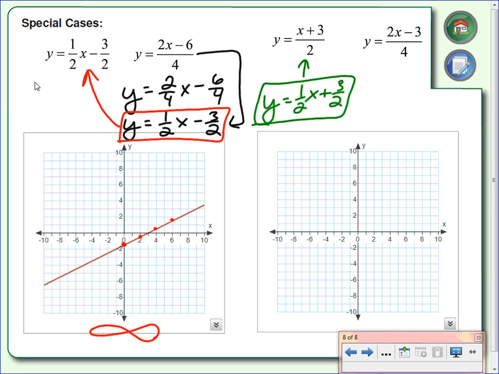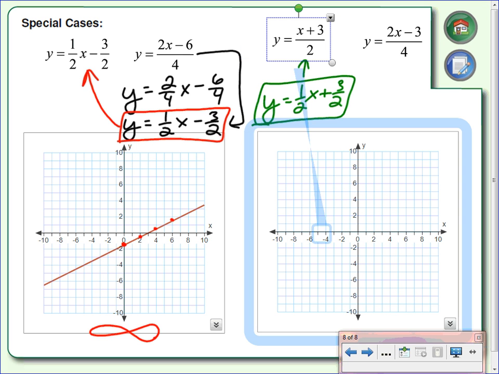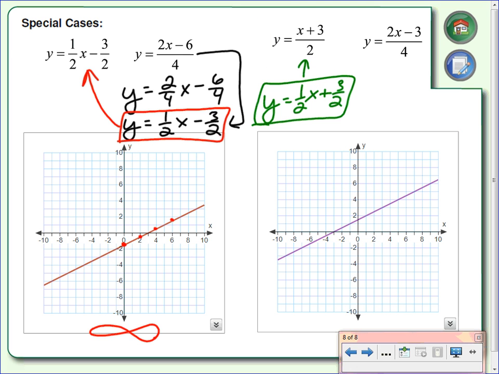Let me see here. What does the graph of that look like? Here it is. There's the graph. Notice that I started at 1/2, which is the same thing as 3 over 2. Notice that I went up 1 over 2, up 1 over 2, up 1 over 2. So go ahead and do the same thing on your graph paper. That's the first equation.